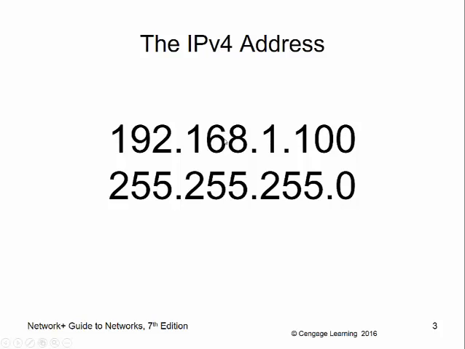So 192.168.1.255 is a broadcast, and I can no longer assign that either to an individual host. So my assignable IP addresses for this Class C network is .1 to .254.